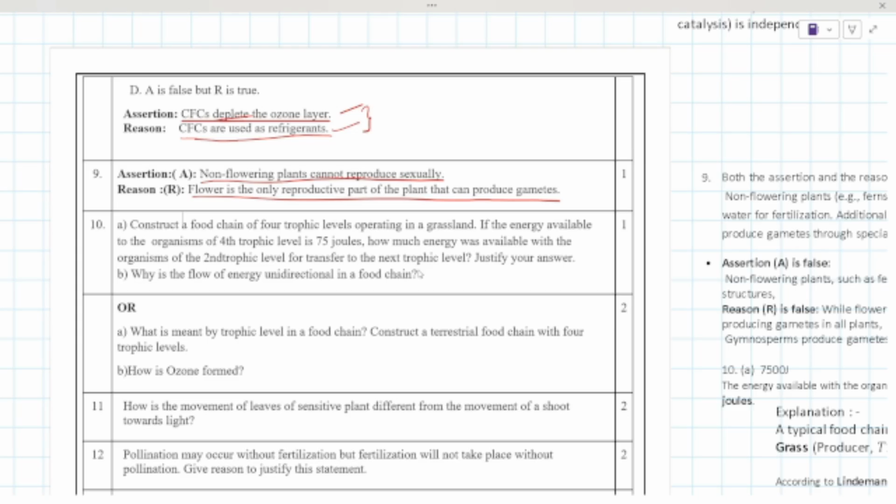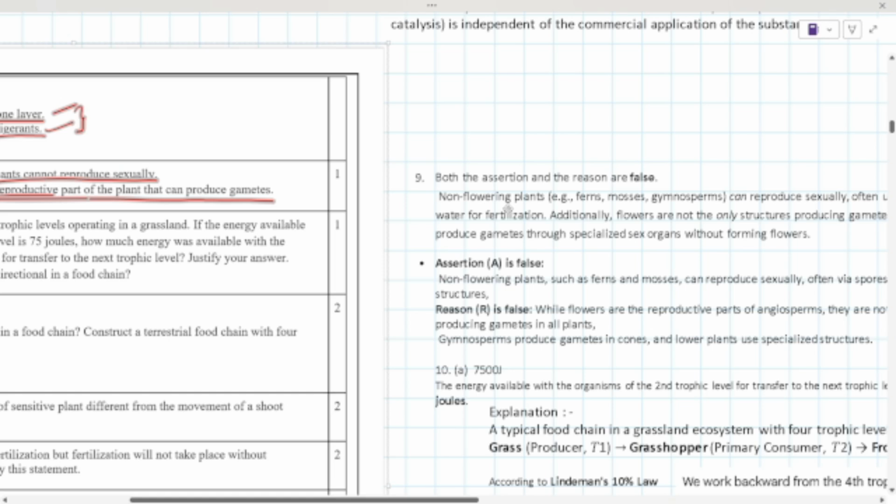In the assertion it said non-flowering plants cannot reproduce sexually. The reason said flower is the only reproductive part. Is it the only reproductive part of the plant that can produce gametes? There are others also. So let's see the explanation.